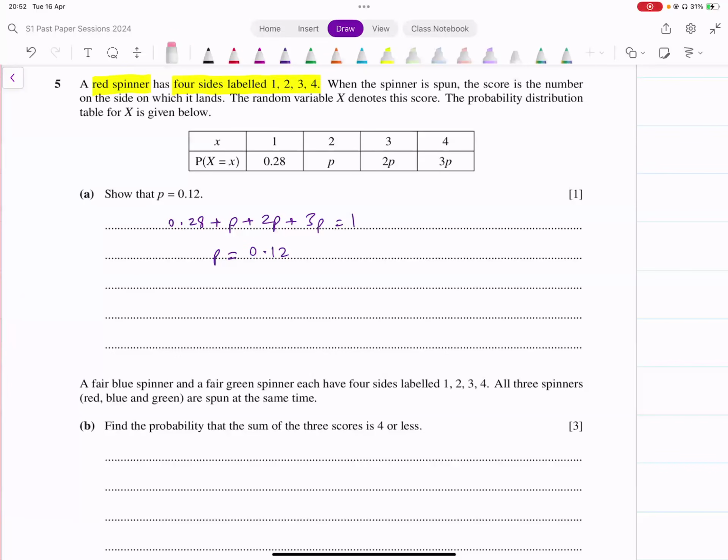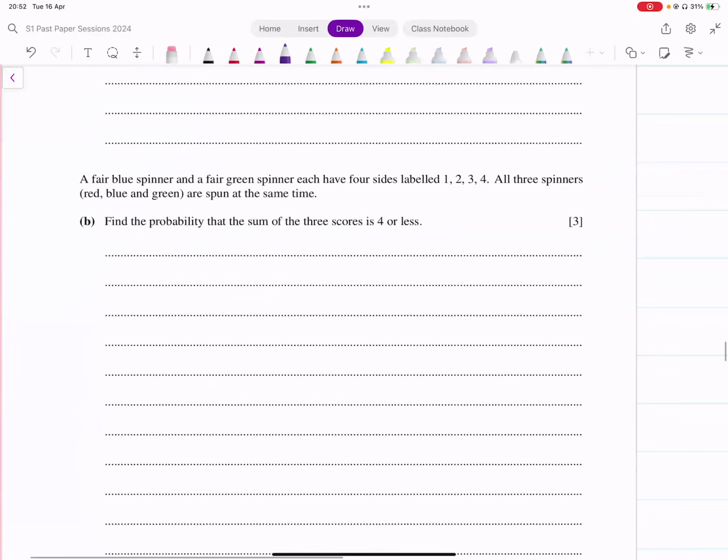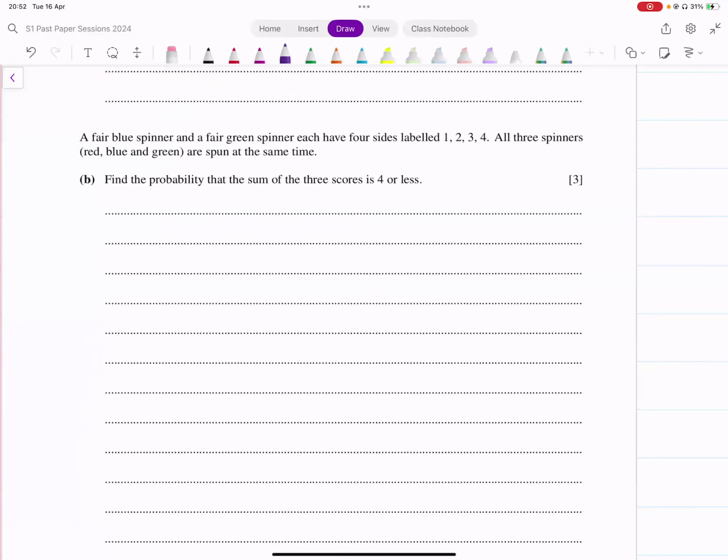Find the probability that the sum of the 3 scores is 4 or less. Now, what are the possibilities? From the first spinner, you could get 1, 2, 3, 4. From the second spinner, you could get 1, 2, 3, 4. From the third spinner, you could get 1, 2, 3, 4. You can't make a table for this. This is 3 events. You can only make a table for 2 events. For 3 events, it would be a 3-dimensional table that you can't really draw on paper. You could think of making a tree diagram if you wanted, but that would be too big.